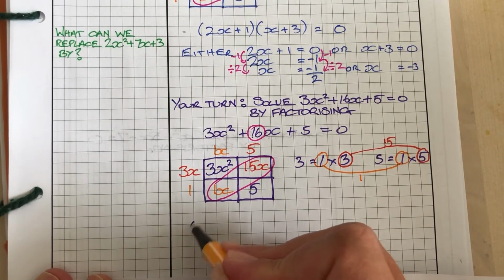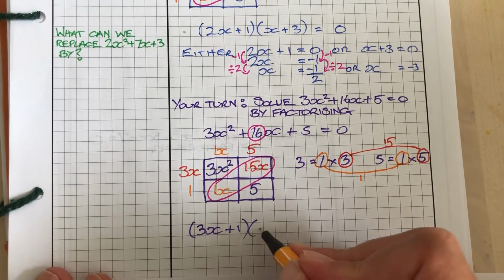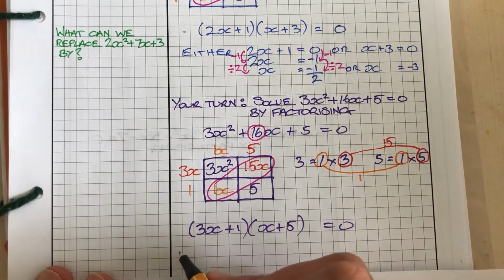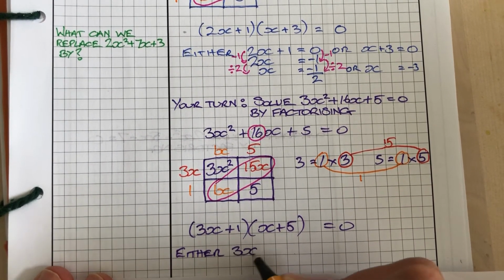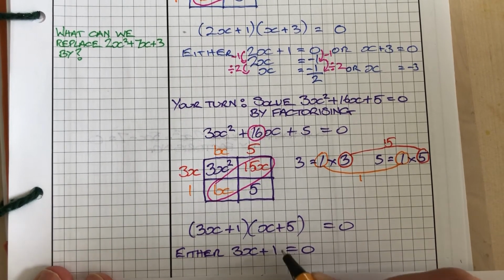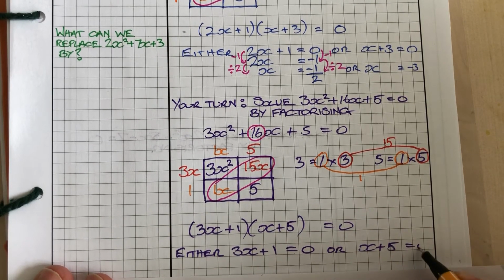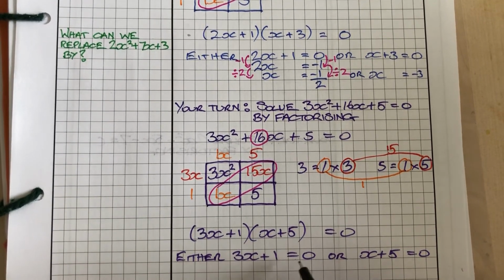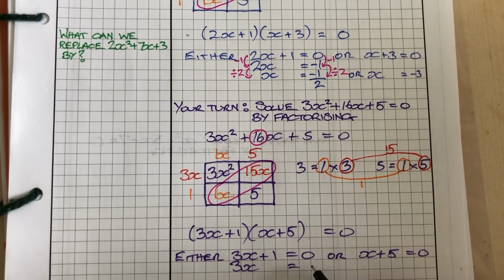Copy this, 3x add 1, times by copy this, x add 5, equals 0. Either the first term equals 0, it's just copying, isn't it? Or the second term equals 0. If it's the first term that equals 0, then 3x add 1 equals 0. I don't want the add 1. Get rid of it. How do I get rid of add 1? Take away 1 from both sides.